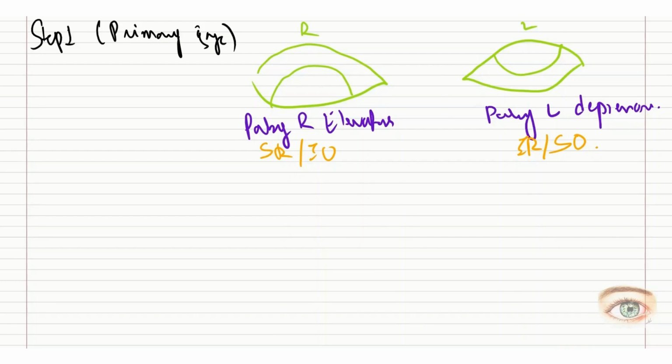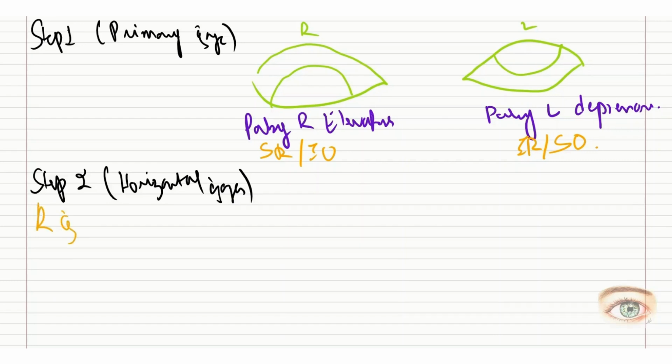Now, the next step is we have to check it in horizontal gazes. We have to check it in right or left gaze, right? So let's say the deviation worsens on the right gaze. Now, what does this mean?